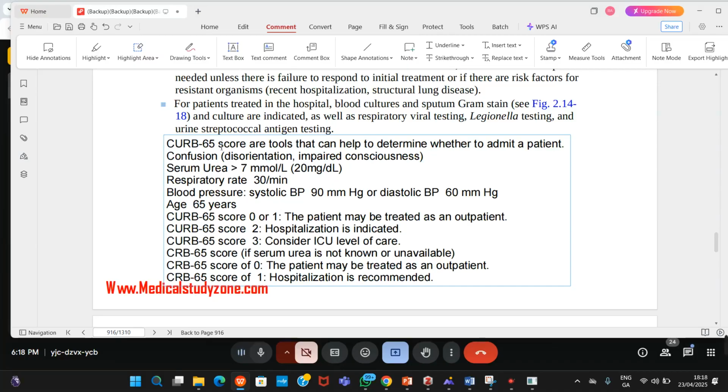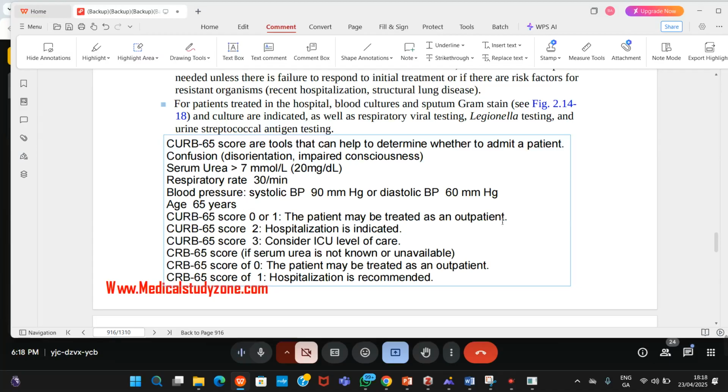The components of CURB-65: the C stands for confusion, so any feature of confusion. What's the urea? Is it more than 7 millimoles per liter, or more than 20 milligrams per dL? What's the respiratory rate? More than 30. What's the blood pressure? Is it less than 90 systolic or 60 diastolic? And what's the age? 65. So CURB-65.